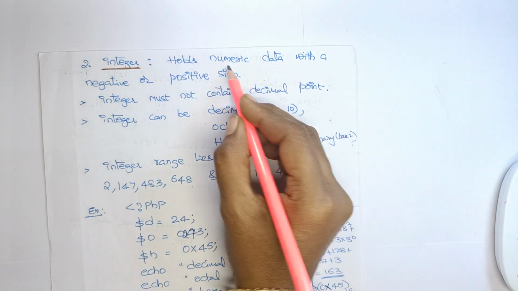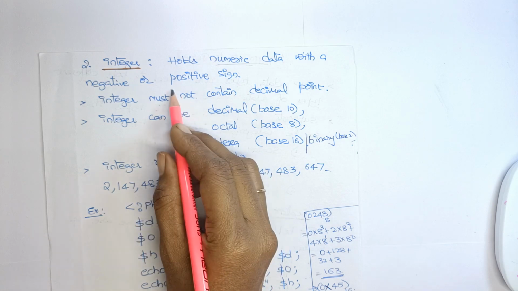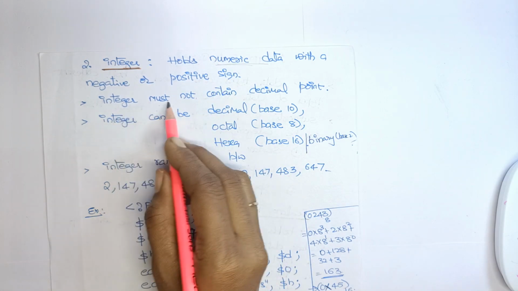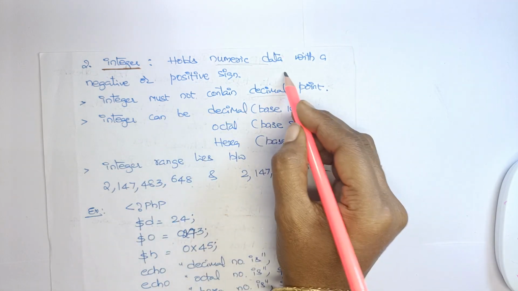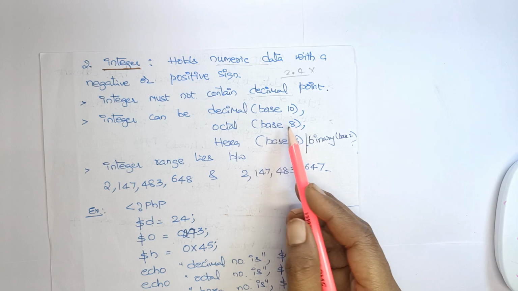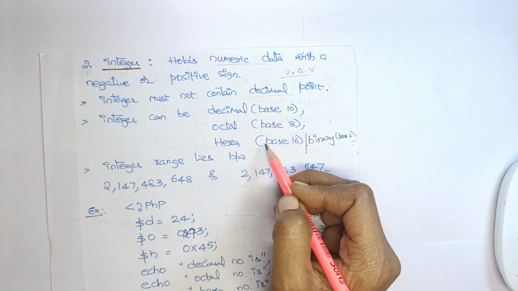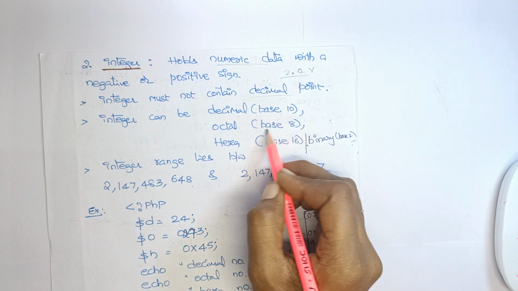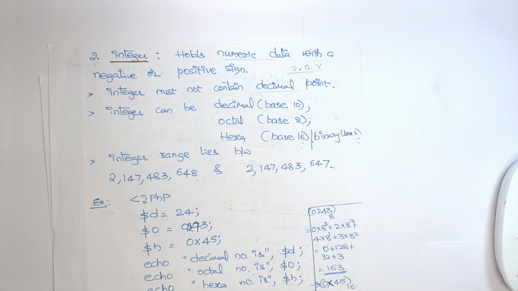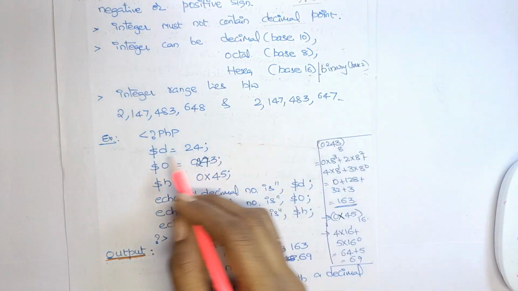Integer means it holds only numeric data with a negative or positive sign. If you did not mention any sign, by default it will be considered positive, and it doesn't accept any decimal points like 2.4. An integer may be decimal, octal, hexadecimal, or binary: base 10, base 8, base 16, base 2, and so on. For example, you can take down the integer range.